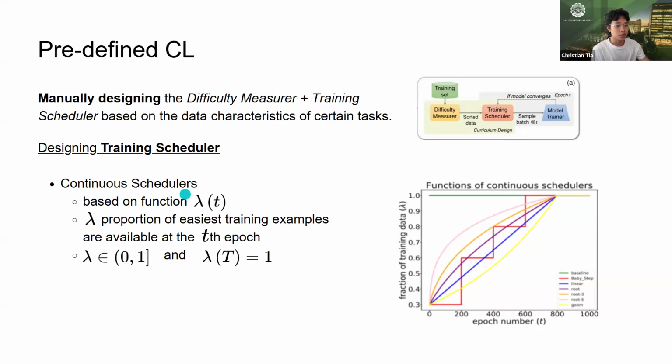However, continuous schedulers will use a function to define how gradually the threshold moves, and anything below that threshold will be added into the training at that step. This threshold is a value from 0 to 1, and at the last step it must always equal 1, because at that point you must be using the entire data set.